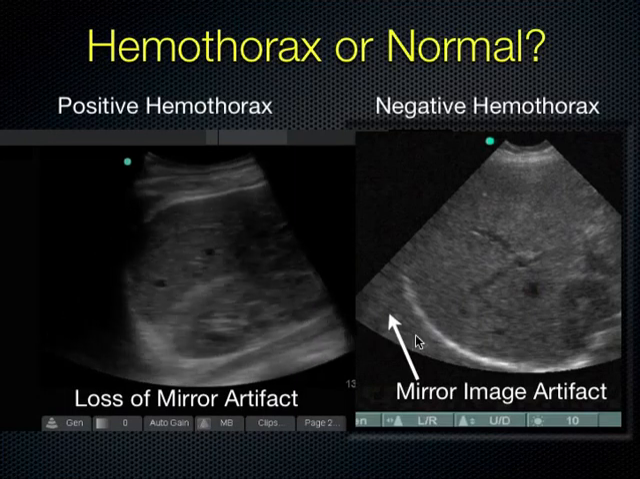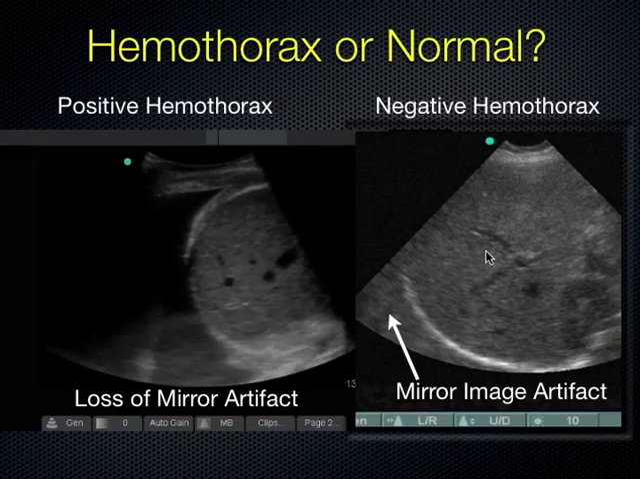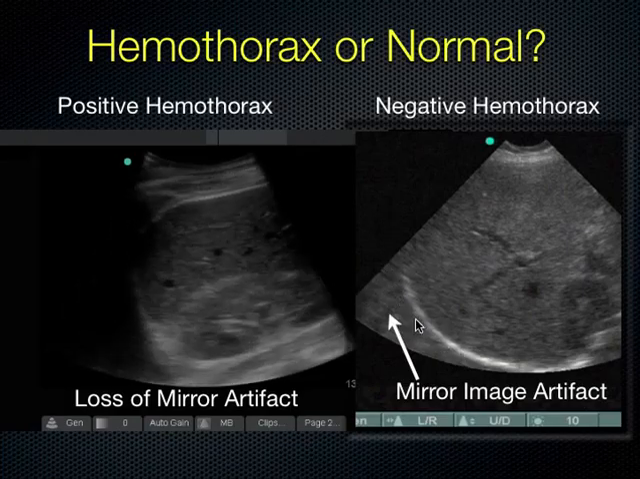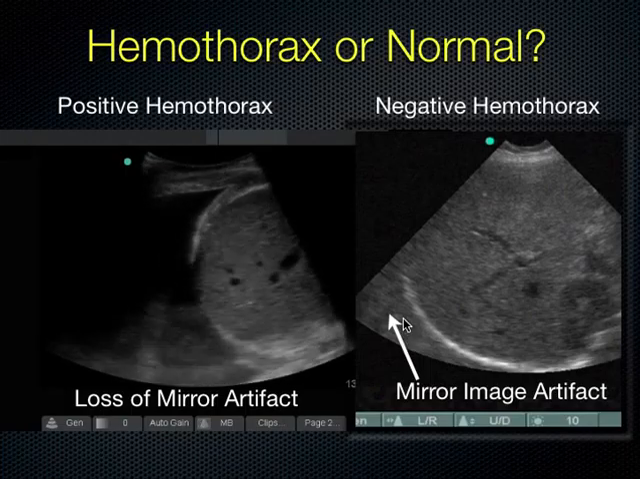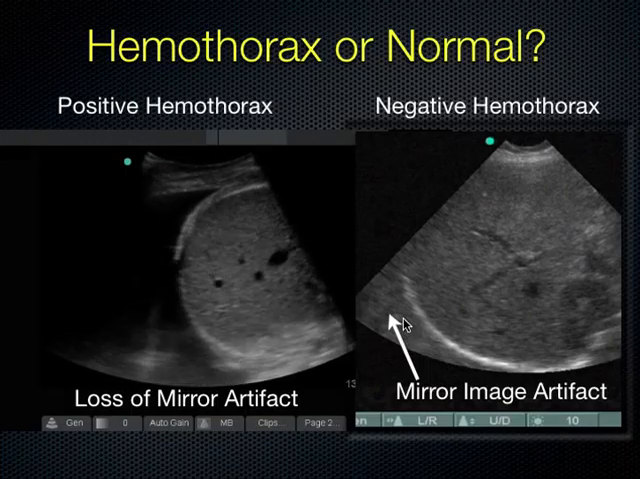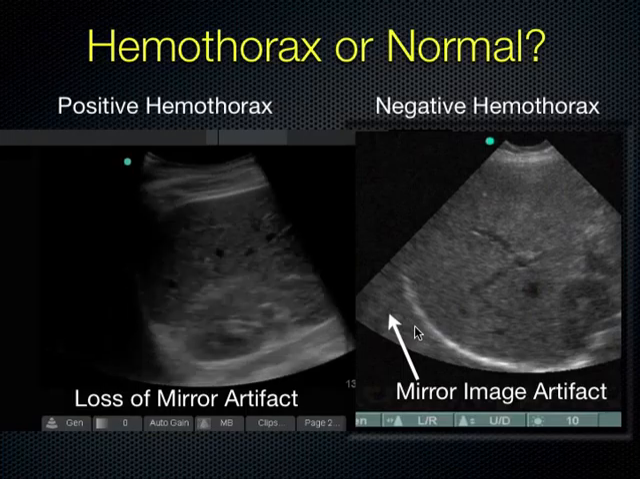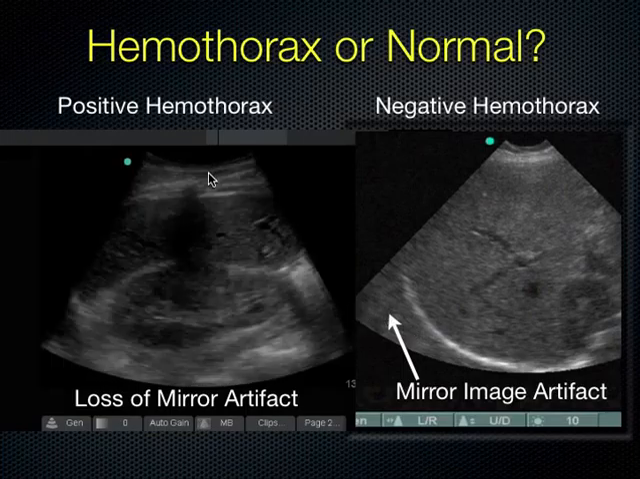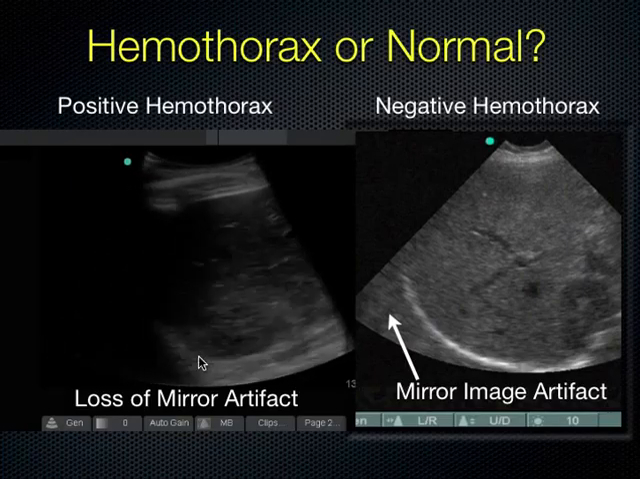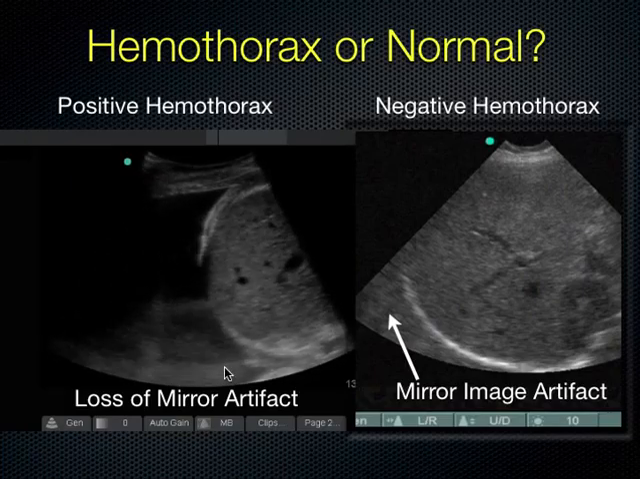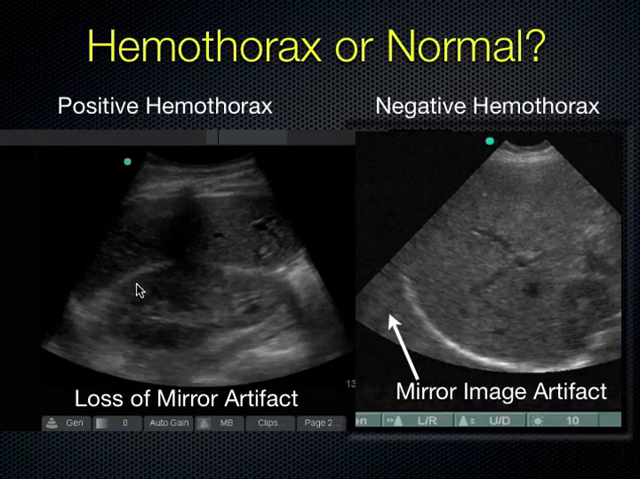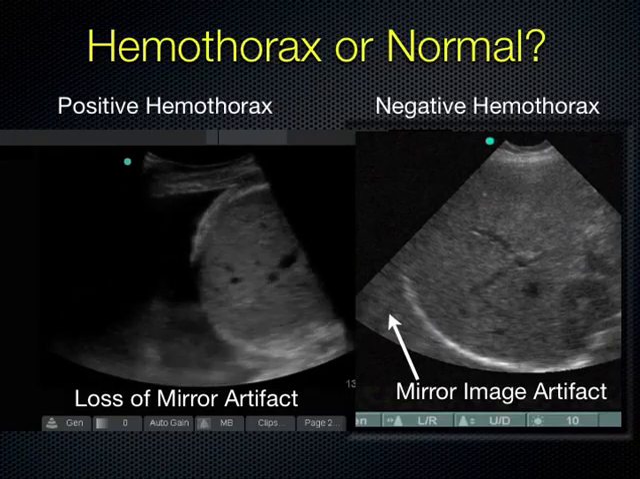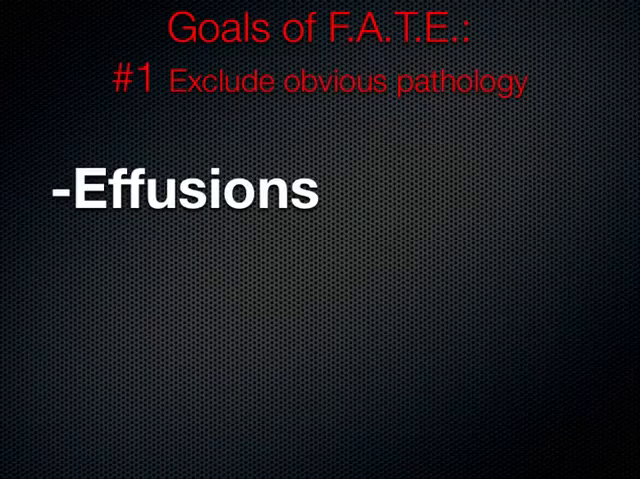And so what we see is the mirror image of the liver up in the chest as it's reflected off the diaphragm. That's normal. That's what we expect to see on patients. And that's the mirror image artifact. It's a very powerful artifact because it tells us there's no blood or fluid in the chest. But when we lose that mirror image artifact, then we see all this fluid up here in the chest. That's what a hemothorax or pleural effusion would look like. It's the absence of the mirror image artifact.